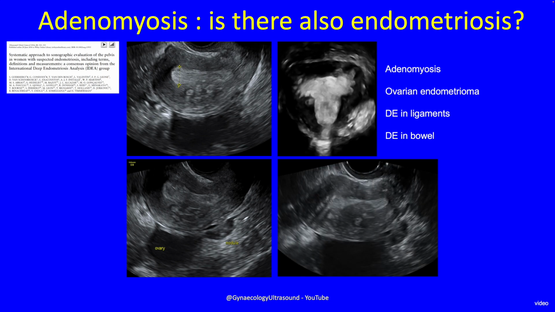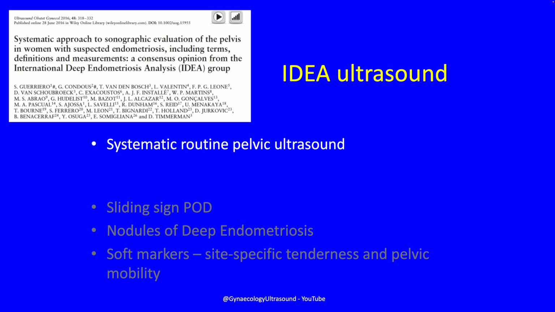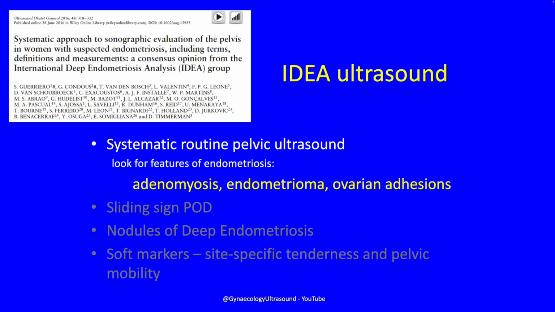If that's the first time you've seen adenomyosis, then it won't make very much sense. So let's start here. Endometriosis. Again, the IDEA consensus, 4 steps, a systematic routine pelvic ultrasound. We're going to look for features of endometriosis, namely adeno, we've done that, ovarian endometrioma and ovarian adhesions, and then the other 3 steps are here. We'll do them one at a time.